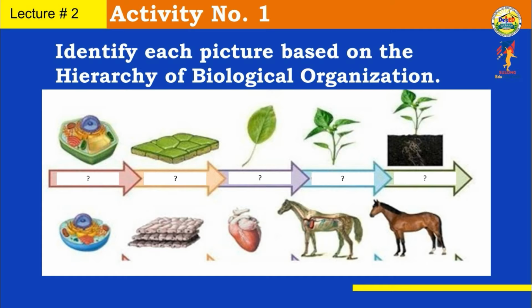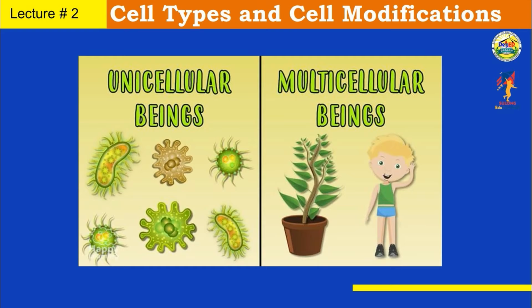Okay, time's up. Let's check your answer. For the correct sequence of the biological organization, the first one is cells, second, tissues, third, organ, fourth, organ system, and last one, organism. And that's all for the first activity. So let's start the lesson proper.